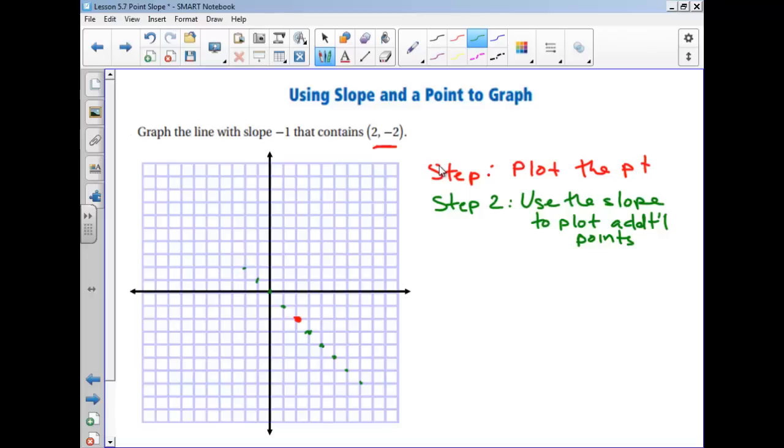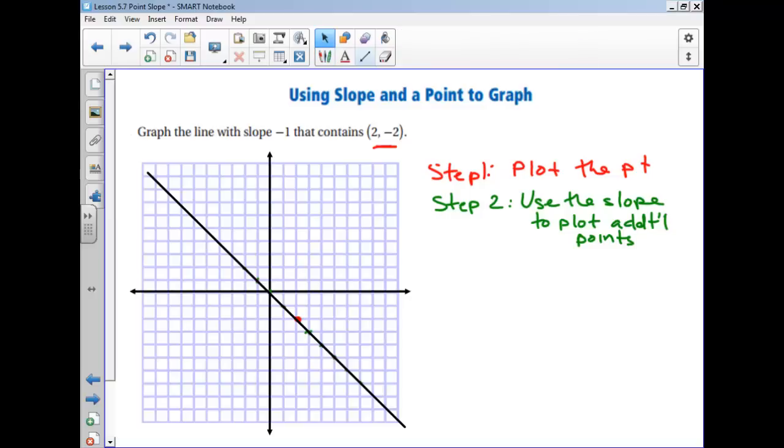Now what I can do is use that to create a line that's going to go through all these points. And that's going to be a way that we can use the slope and a point to graph. So step 1 was to plot the point that we're given. Step 2 was to use the slope and create additional points from our original point here in red, and make sure that we can then draw a line and connect the dots.